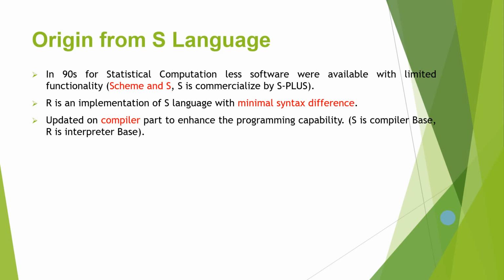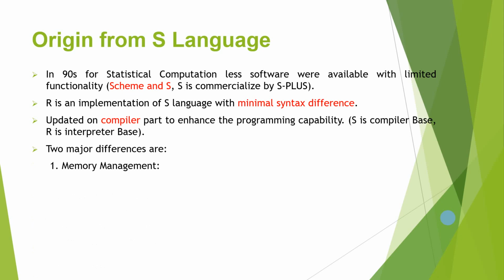So R is basically an interpreter-based language, but S was a compiler-based language. To develop a good hold on this, maybe you can Google it and try to learn about the difference between compiler and interpreter. Along with the compiler change, they have changed two major things in this particular software. What are the two things?